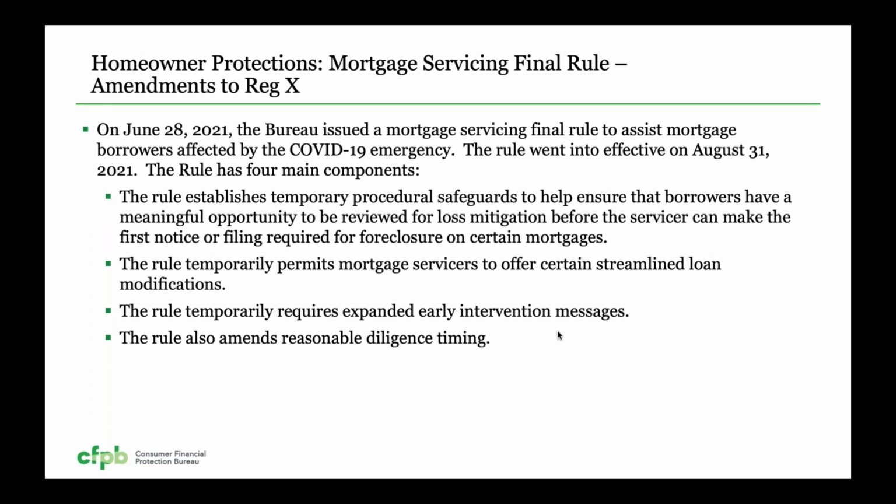So it has 4 main components. I'm not going to walk you through all of them. The first one's probably the most interesting to folks on this call. And basically what that does is it helps ensure that borrowers have a meaningful opportunity to be reviewed and considered for what's called loss mitigation before they're referred to foreclosure.